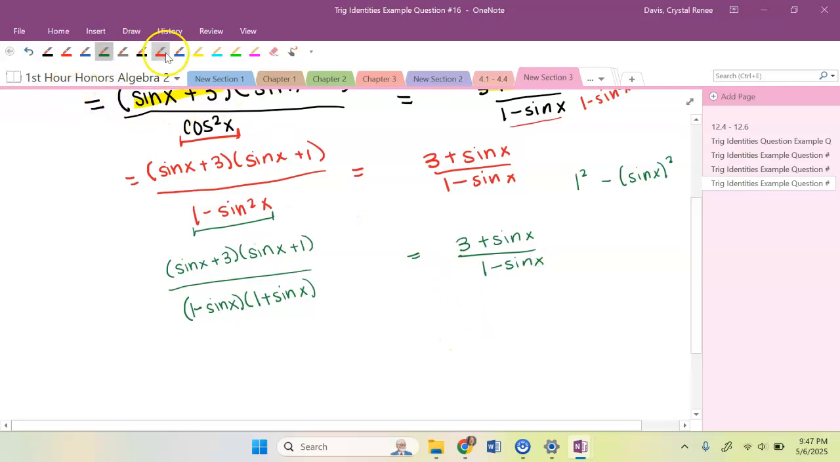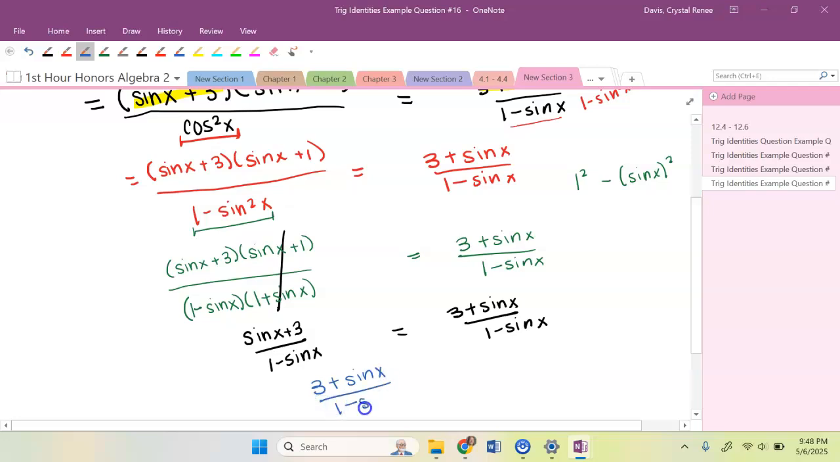Now notice sine of x plus 1 and 1 plus sine of x are the same thing. Those can cancel because they're a factor of both. So what I'm left with is sine of x plus 3 over 1 minus sine of x. That should equal 3 plus sine of x over 1 minus sine of x, and very clearly it does. I can rewrite sine of x plus 3 as 3 plus sine of x, so that's going to equal 3 plus sine of x over 1 minus sine of x. Mission accomplished.